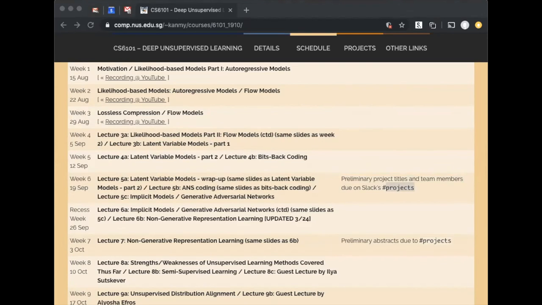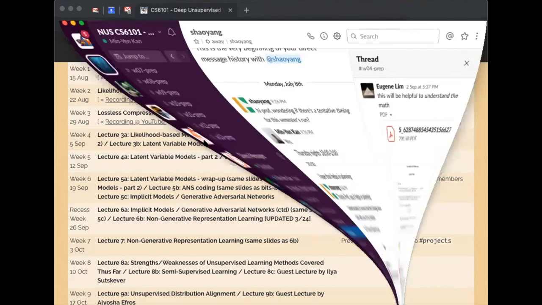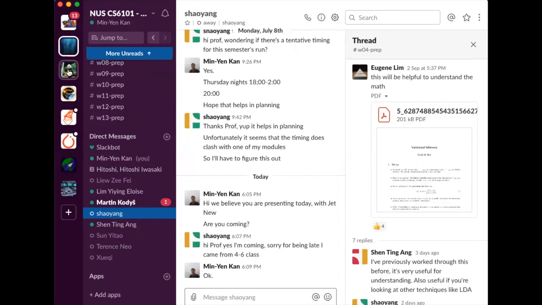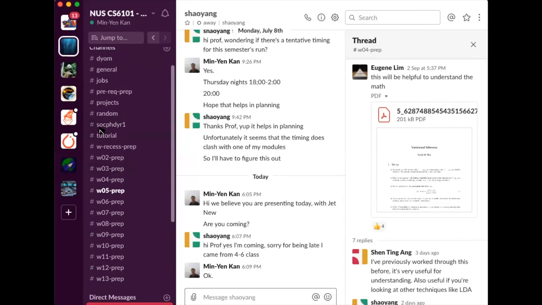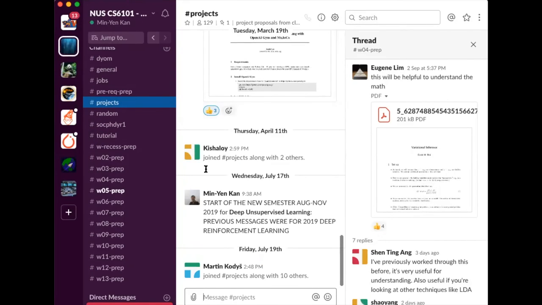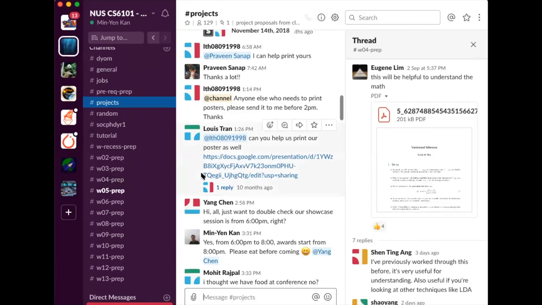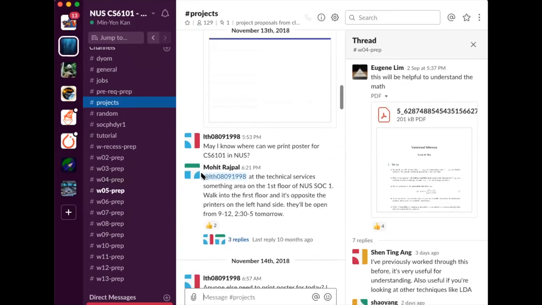So for example, if you go to Slack, let's see, where is it? Okay, and we go to the projects channel. You can just go into this channel and put a notional idea of what you want to work on.